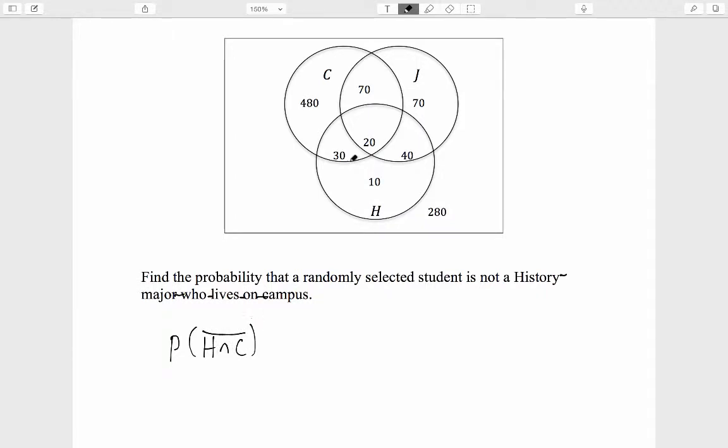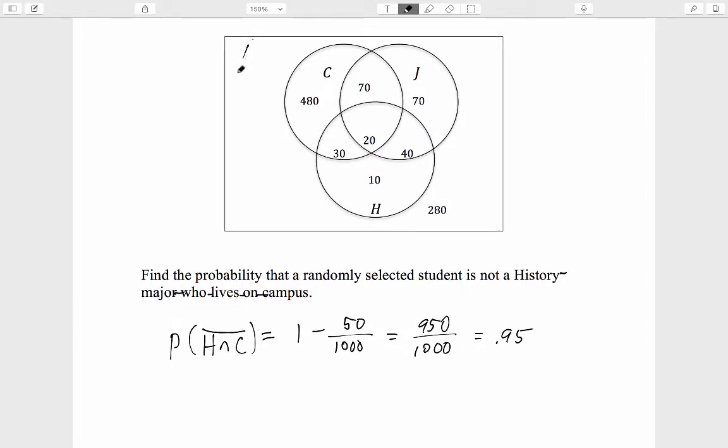So we are asked to find the probability of the following event: not being a campus-dwelling history major. Well, how many campus-dwelling history majors are there? There are 50 of them, and they live right here in these two basic regions. So this probability is 1 minus 50 out of 1,000, which is 950 out of 1,000, or 0.95.